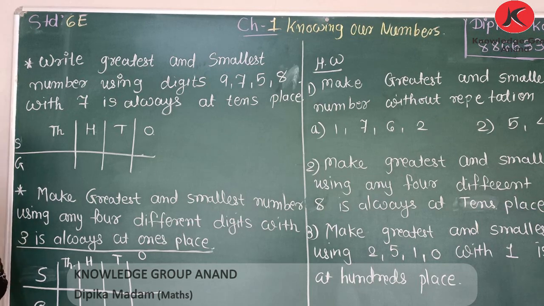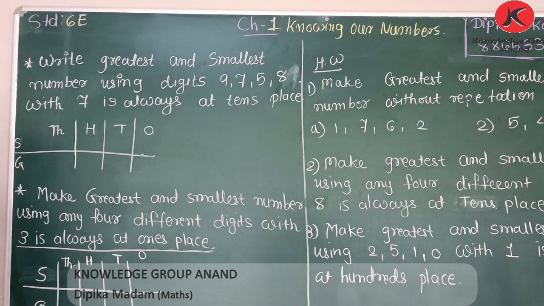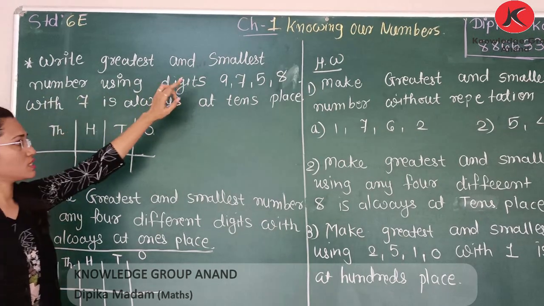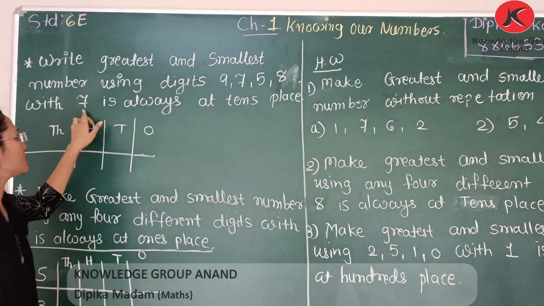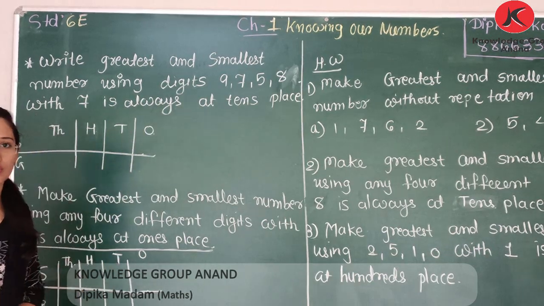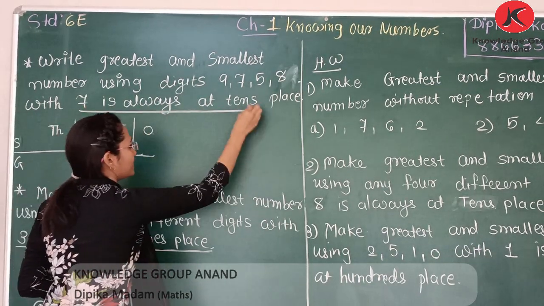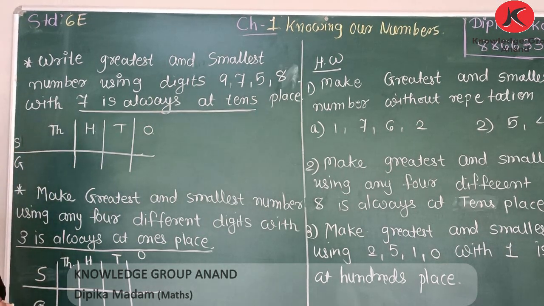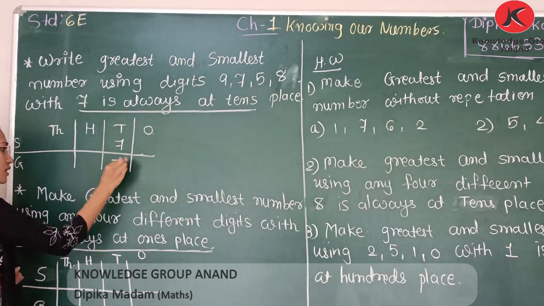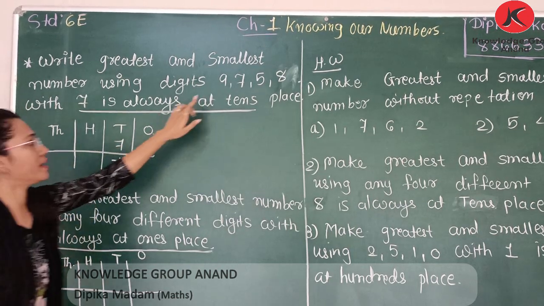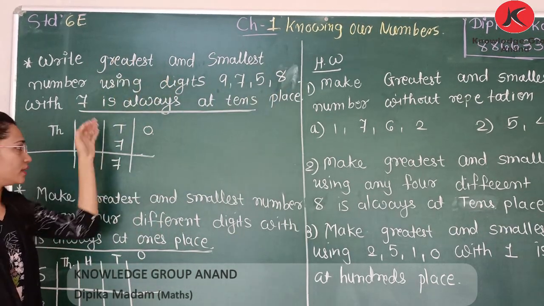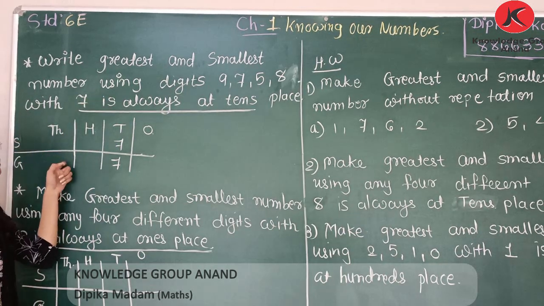Continuing my topic, some more examples related to making numbers with given digits and conditions. Write the greatest and smallest number using digits 9 7 5 8 with 7 always at the 10th place. What is the condition? 7 is always at the tens place. So for the smallest and greatest number, you need to write 7 in the tens place. So here it is 7. Now remaining digits are 9, 5 and 8.